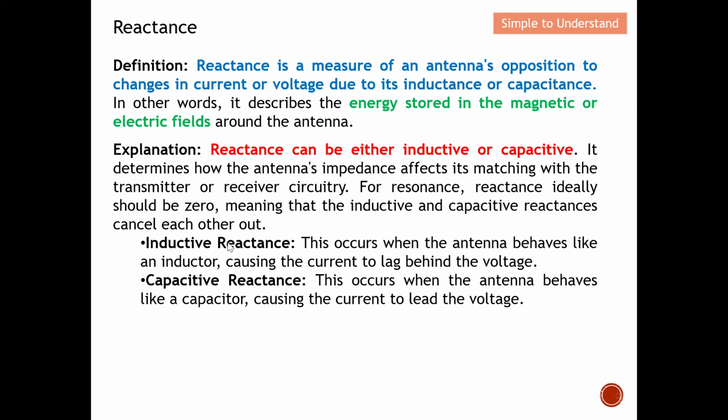So what is inductive reactance? This occurs when the antenna behaves like an inductor, causing the current to lag behind the voltage. As for capacitive reactance, this occurs when the antenna behaves like a capacitor, causing the current to lead the voltage. This is a very simple definition. We are going to take a close look, maybe not in the next few videos, but definitely soon in this antenna discussion, at inductive and capacitive reactance.